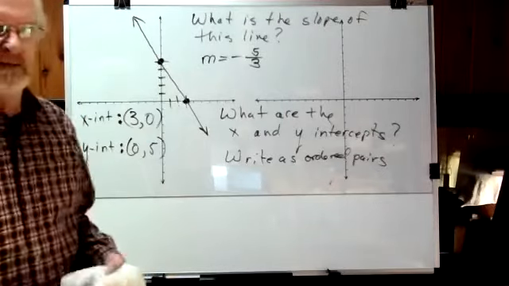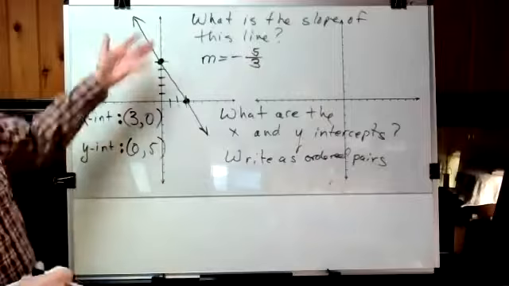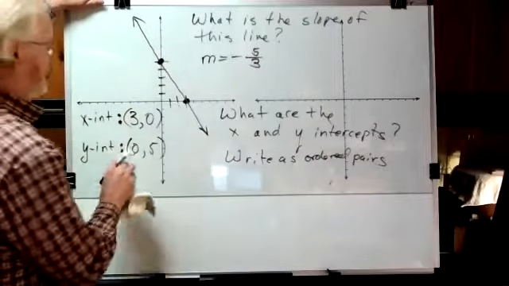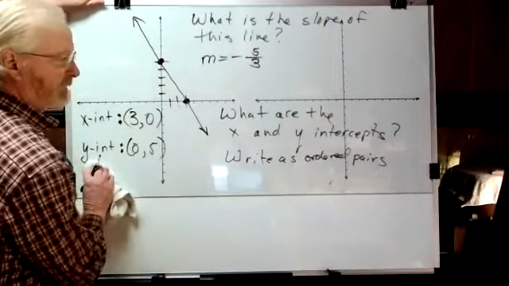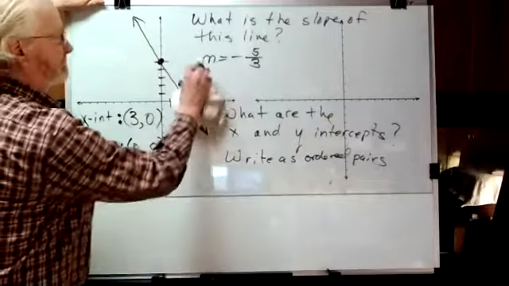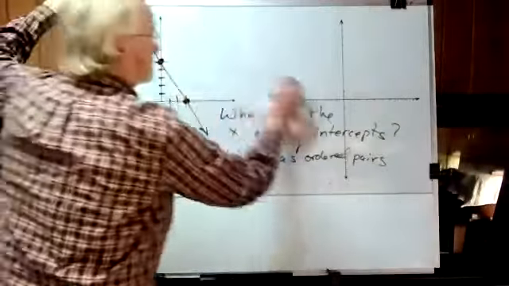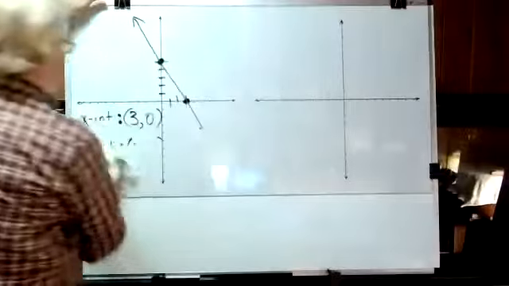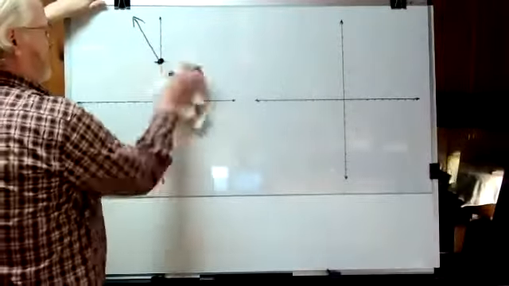We calculated the slope, we found some intercepts, we read the graph to get the slopes and intercepts. Good enough? All right, then we write some equations.